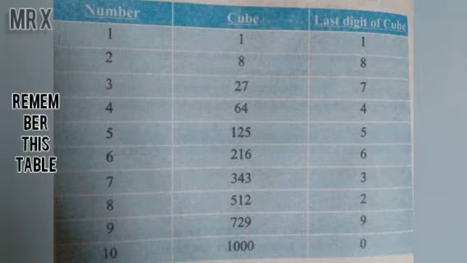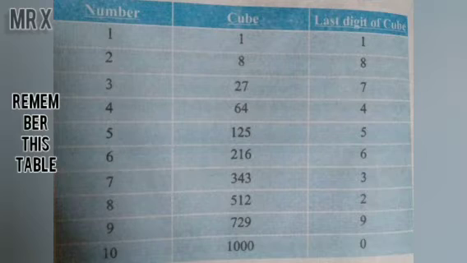So why have I written the last digit here? Because these last digits of the cubes from 1 to 10 are the end digits of your cube root. So you have to remember the cubes and their last digits from 1 to 10, because if you remember them, you will be able to find the cube root of any number. So how does it work?